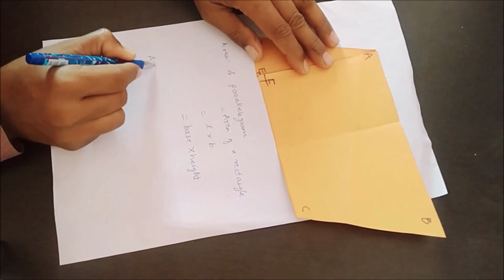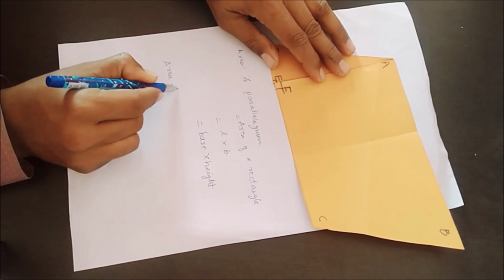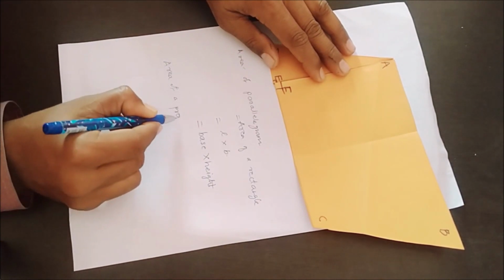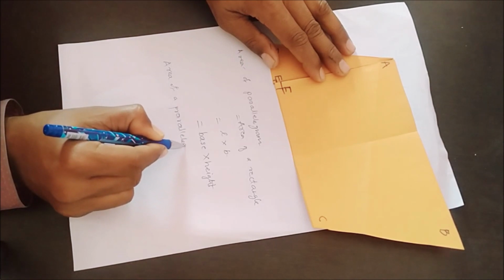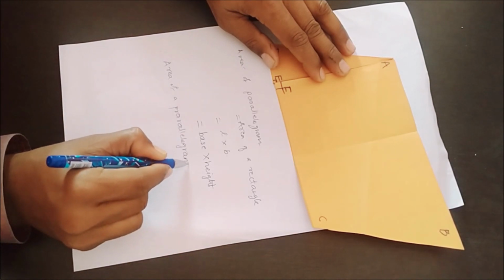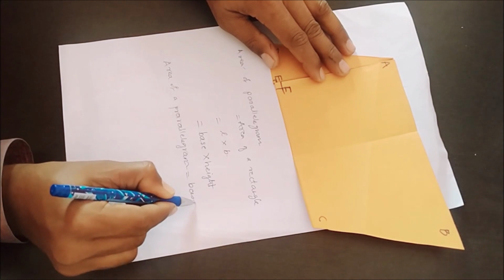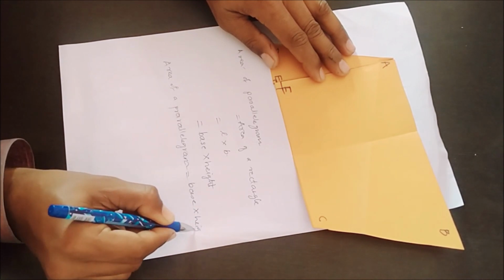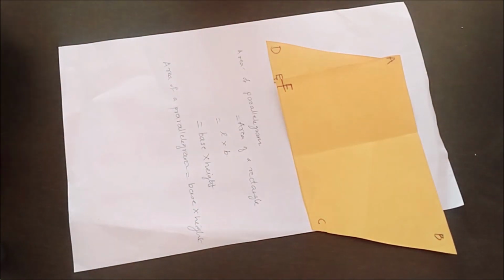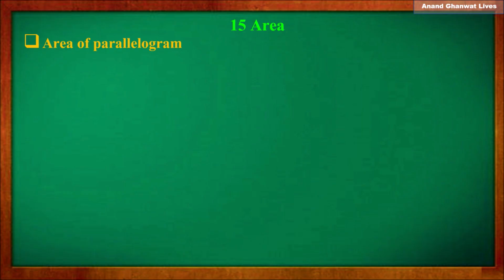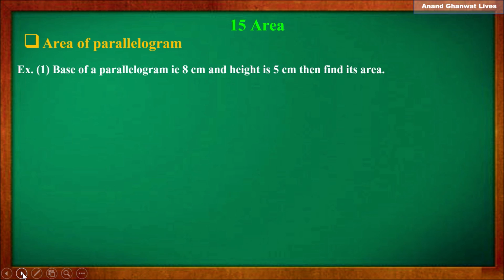Therefore area of a parallelogram is equal to base into height. Okay, now you got the formula. Very good. Area of a parallelogram is equal to base into height. Now next, let us solve some examples based on the area of a parallelogram.